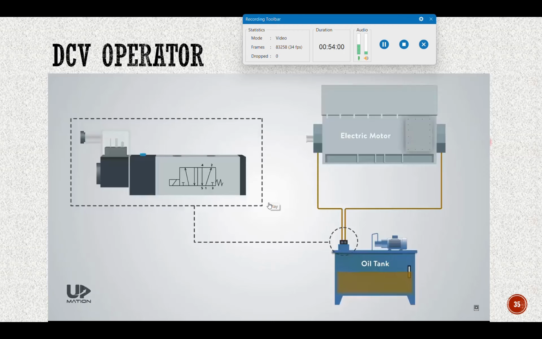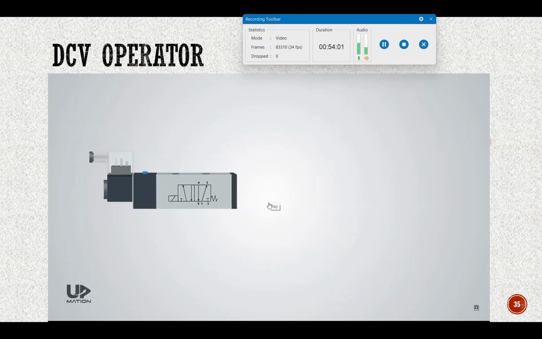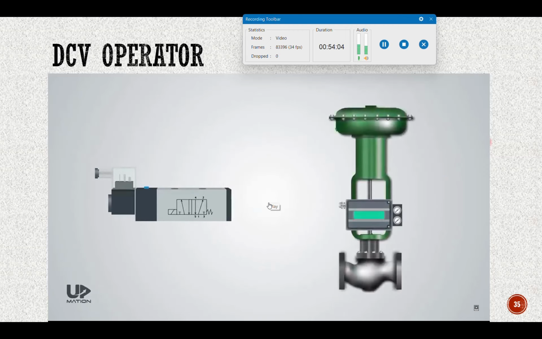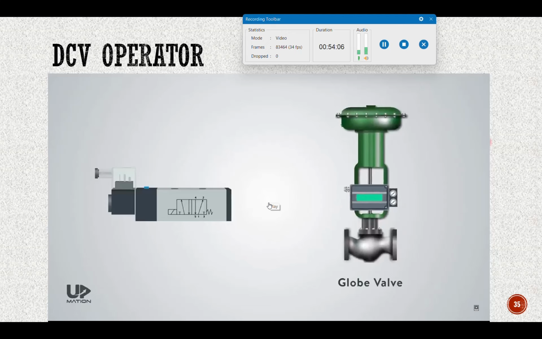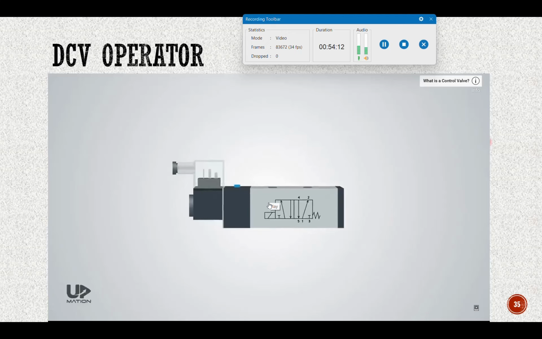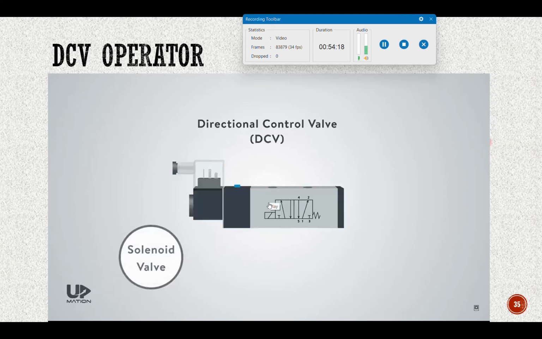This applies to both pneumatic and hydraulic systems. There are a variety of well-known control valves in the industry, such as globe valves, and you can watch our video about them from the link in the description. But today's video is about a different type of control valves, known as directional control valves or DCVs for short. You may hear of them as solenoid valves or spool valves as well.